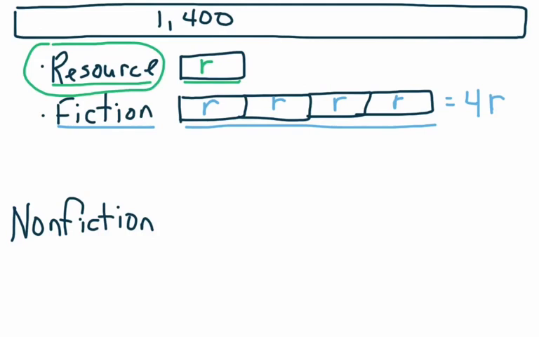Now, how about nonfiction? The problem told us there were half as many nonfiction as there were fiction. So if there was half as many, how many nonfiction boxes should I draw? 2. And each of those, because we're going to keep the number the same inside, is also going to be an R. So how could we represent the nonfiction books? 2R.